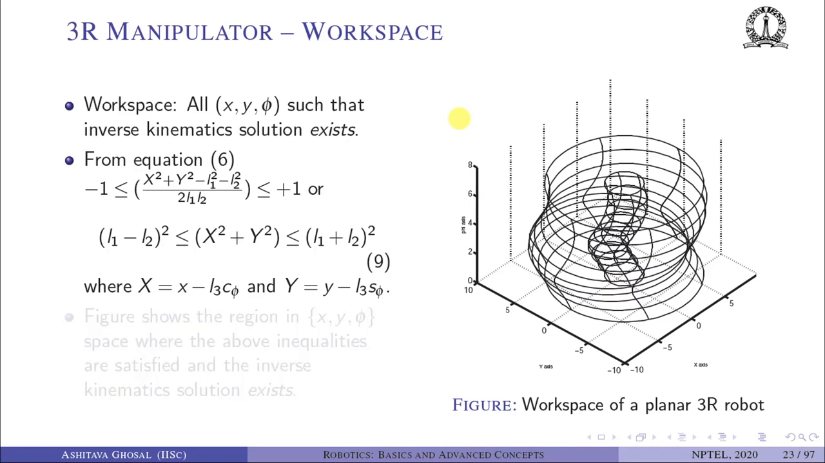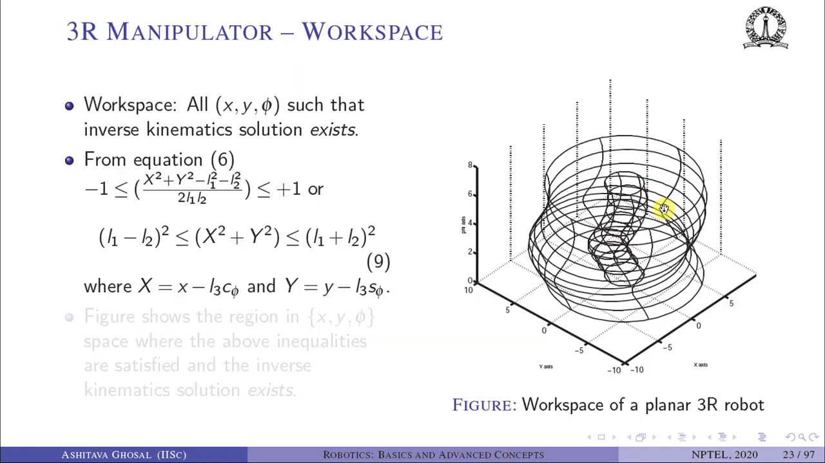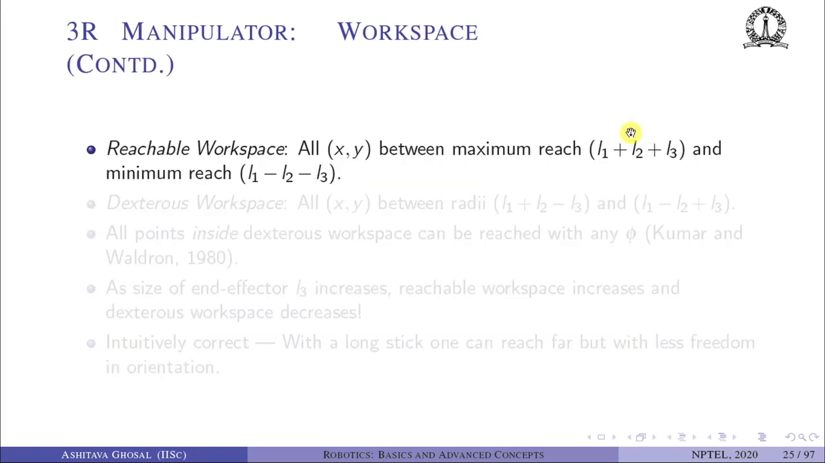So if you go back and see, there are two possible solutions of theta 2, plus minus cosine inverse of this. Okay, and geometrically what is happening, one is like this, so this is the angle theta 2, and the other one is minus theta 2 to reach that same capital X and capital Y. So the reachable workspace is defined as all xy between the maximum reach, which is L1 + L2 + L3, and minimum reach, which is L1 − L2 − L3.